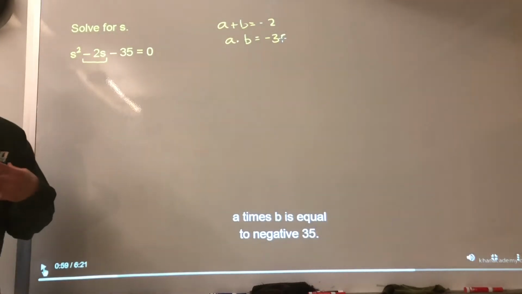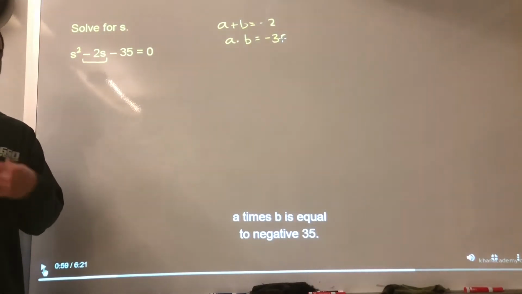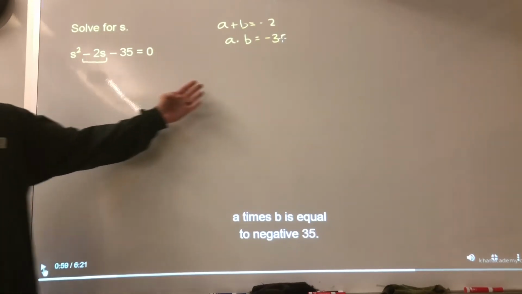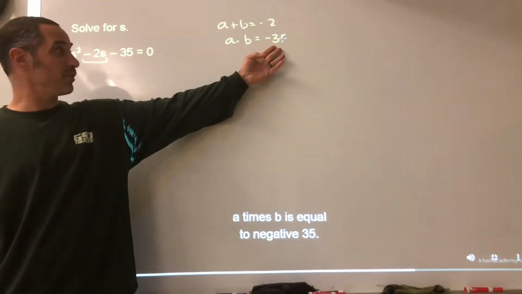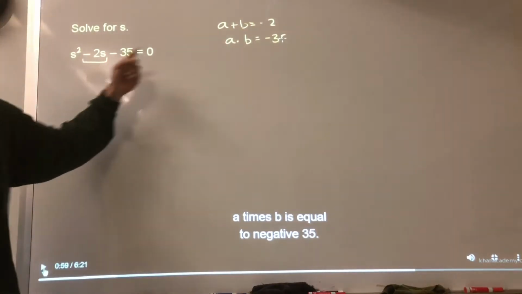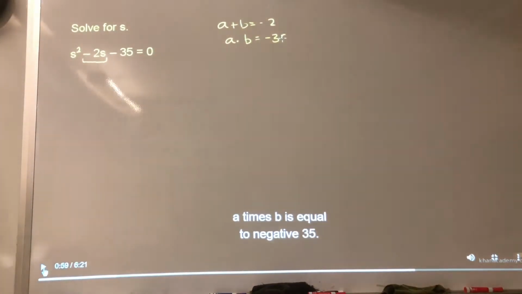This is the same thing we've been doing in class. We need to find a times c, so 1 times negative 35. We want two things that multiply to negative 35, but we want those things to also add to b, which is going to be negative 2. So they're factoring the same way we've been factoring.